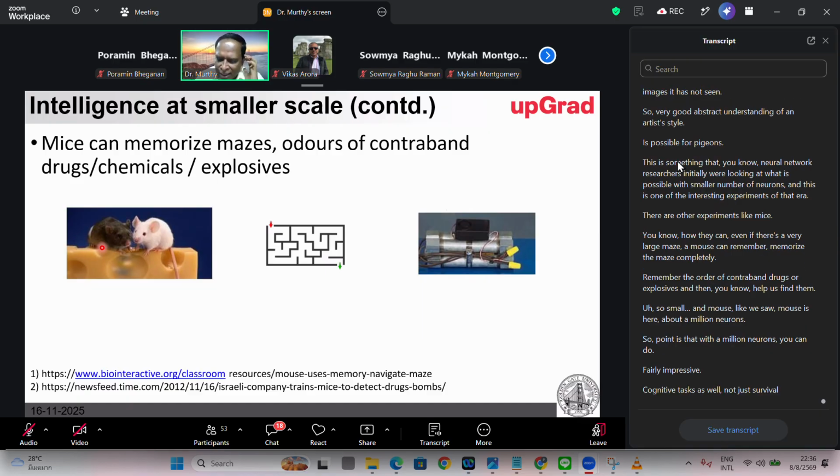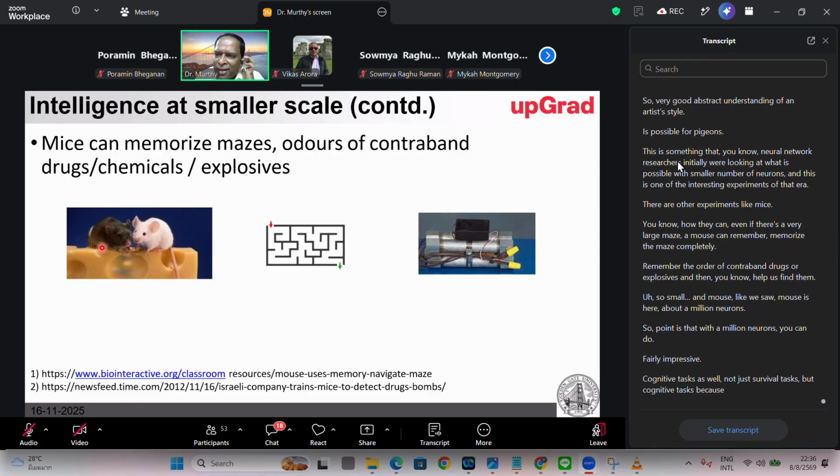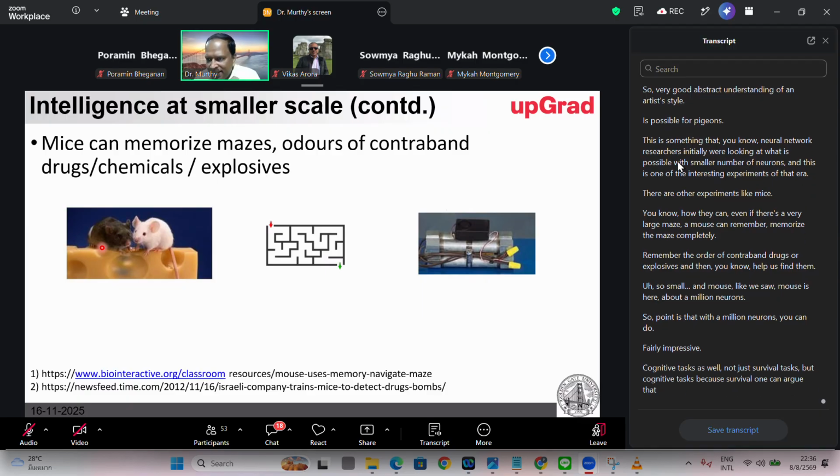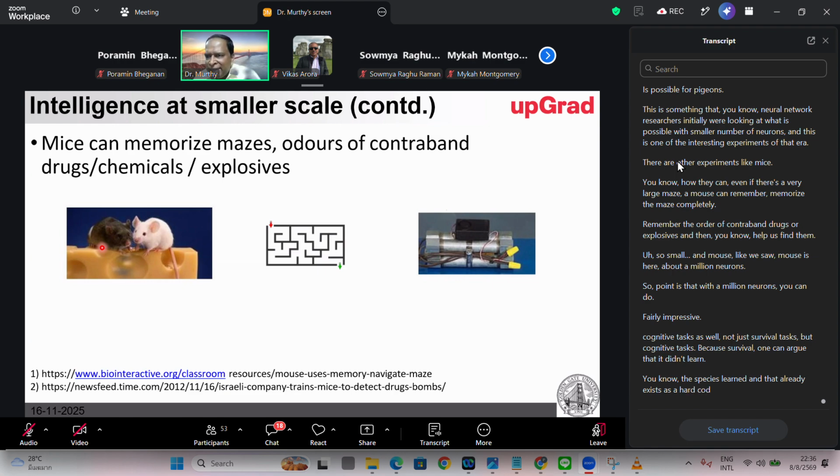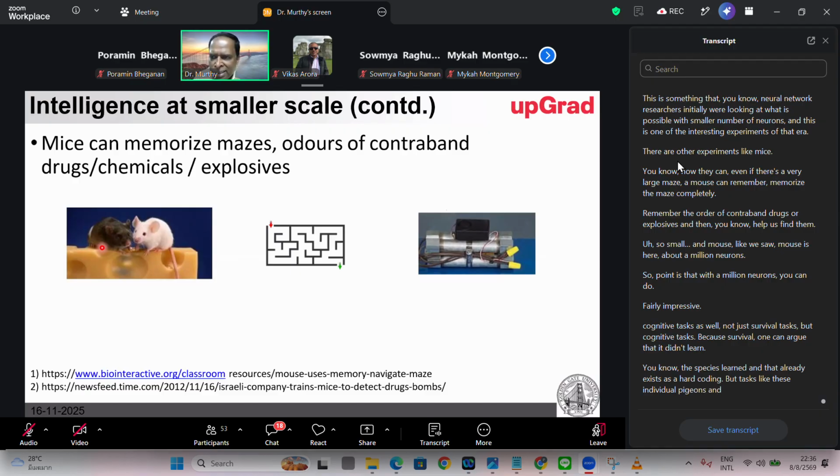tasks, but cognitive tasks. Because with survival, one can argue that it didn't learn. The species learned, and that already exists as hard coding. But with tasks like these, individual pigeons and mice are taught, and they learn.